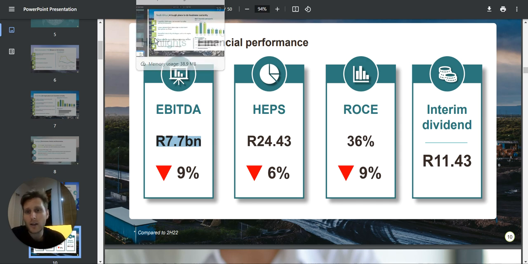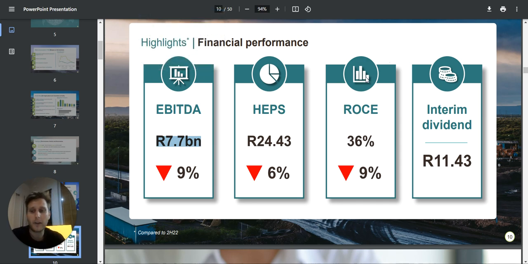They're containing costs below their mining inflation, the inflationary input costs. They're containing those costs quite well. So they are aware of the macro environment. The management team seems savvy enough to make the necessary adjustments or the tough decisions to maintain the stability of their business. They were still able to pay an interim dividend of 11%.